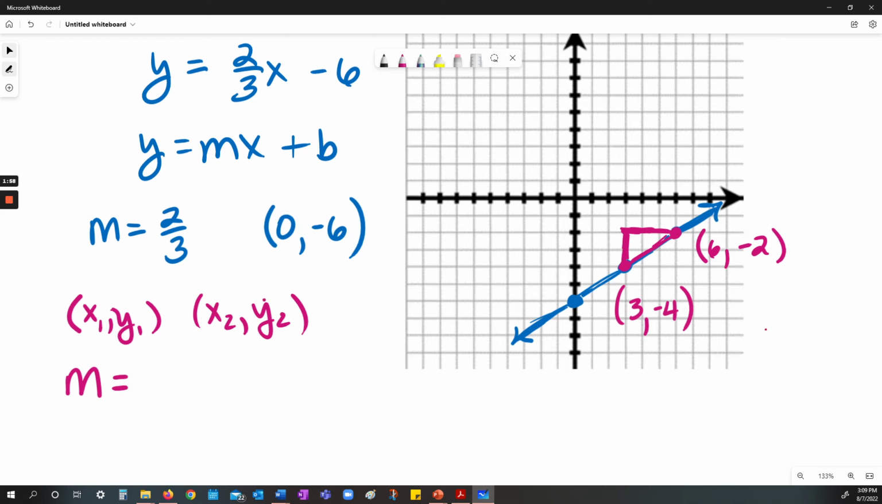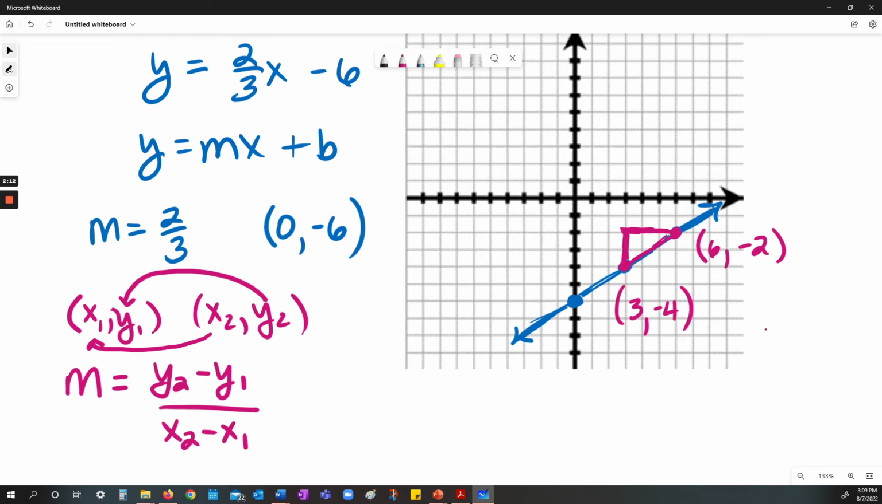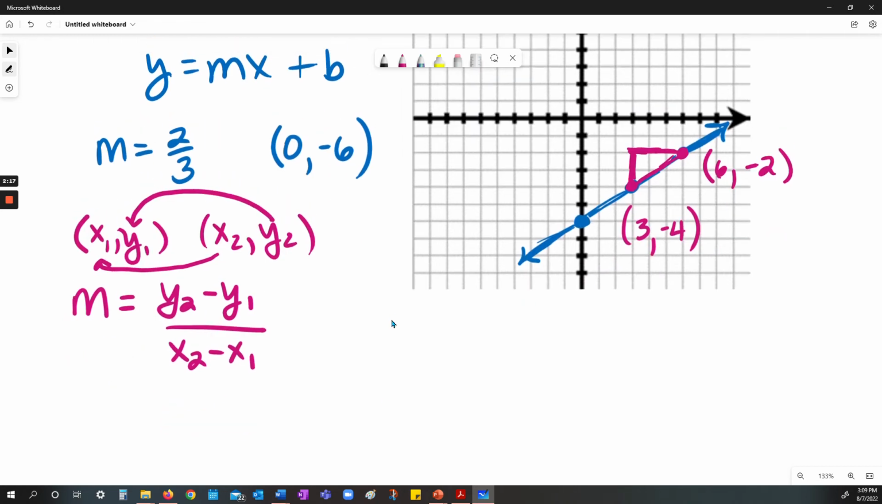So y2 minus y1 always goes on top, in the numerator, and then x2 minus x1 goes in the denominator, in the bottom. So that's your slope formula, your general slope formula. So you should definitely memorize that if you haven't already.